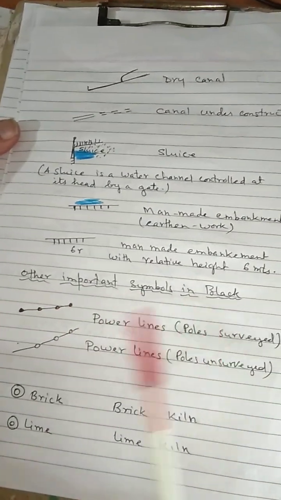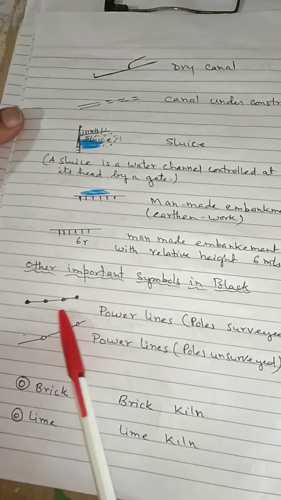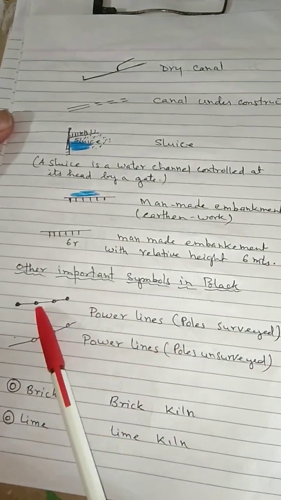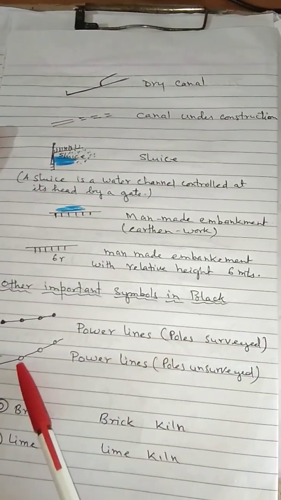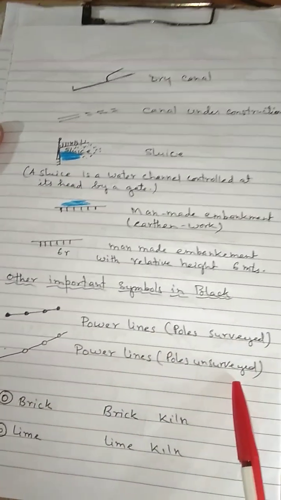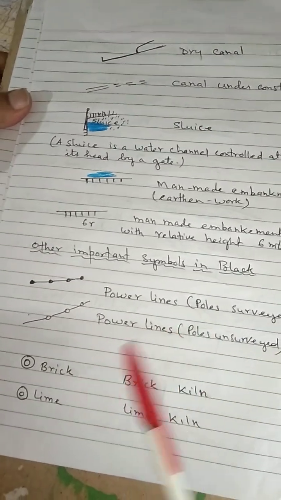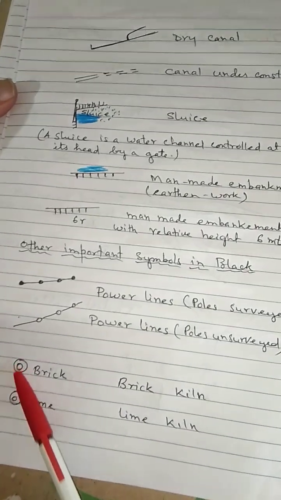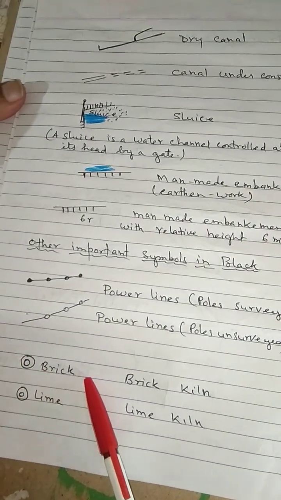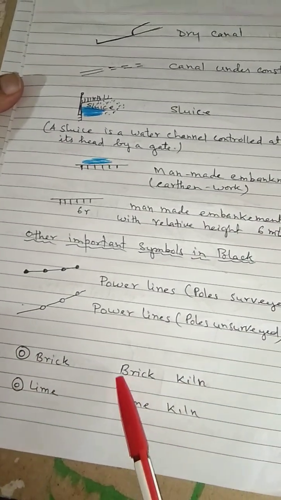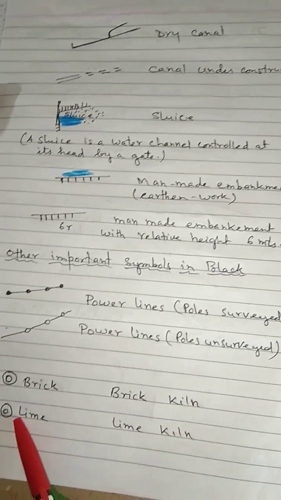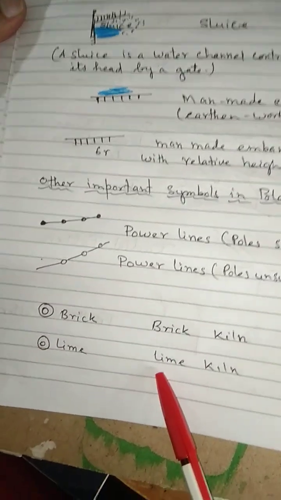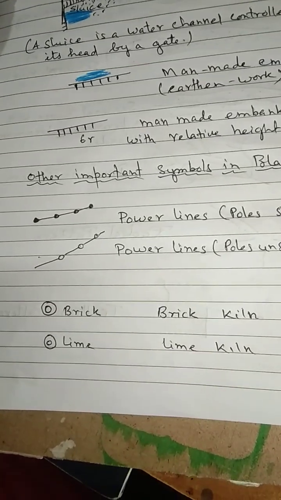Other important symbols in black, these are power lines. Now this power line is surveyed if it is totally shaded. If it is not shaded, the power line is unsurveyed. Unmarked or unsurveyed. So if we have a circle like this and brick is written, it is a brick kiln, where the bricks are baked. Ite ki bhatti. Lime kiln, where the lime is made. Lime chune ki bhatti.